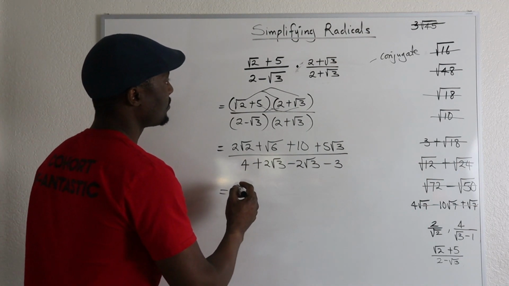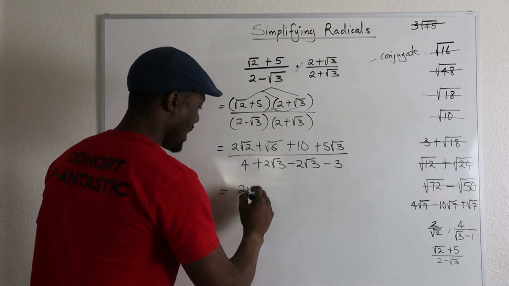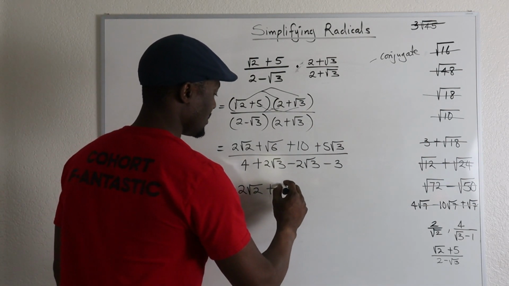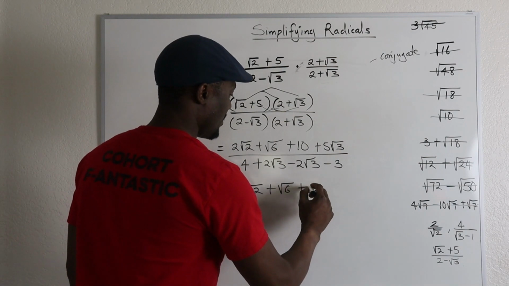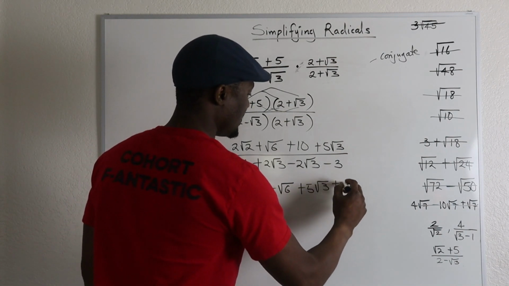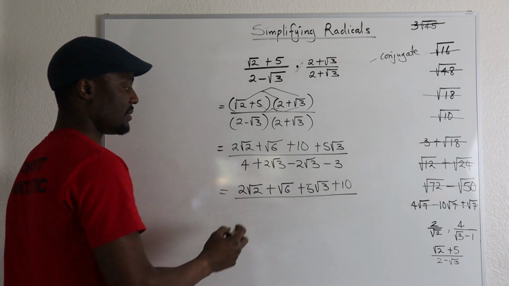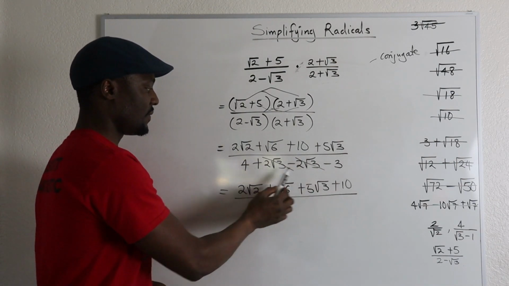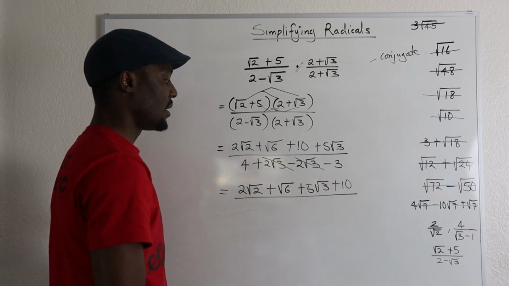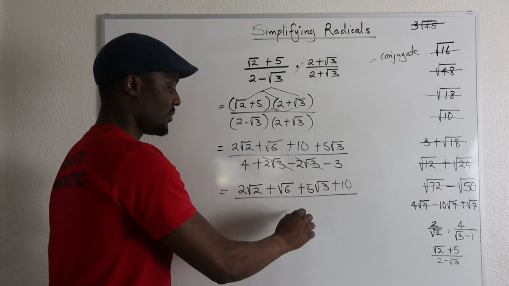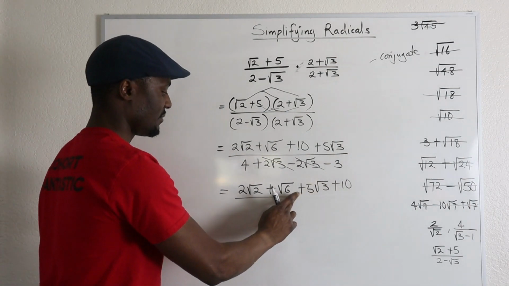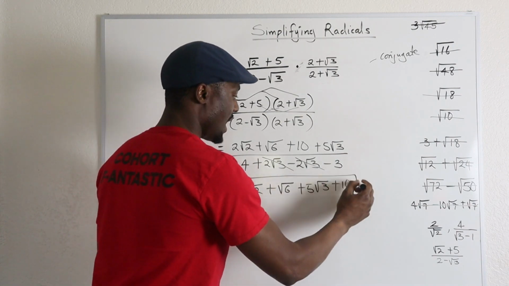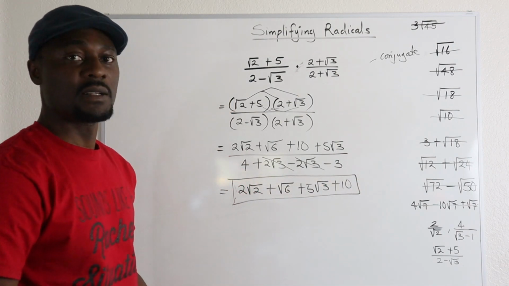So this is going to be 2 rad 2, plus rad 6, plus 5 rad 3, plus 10, all divided by, let's resolve this. This always disappears in the middle, and this is 4 minus 3. That gives you 1. We don't need to write 1 here because it doesn't make any difference. That's it, so that's your answer. And this is how you simplify all radical expressions.